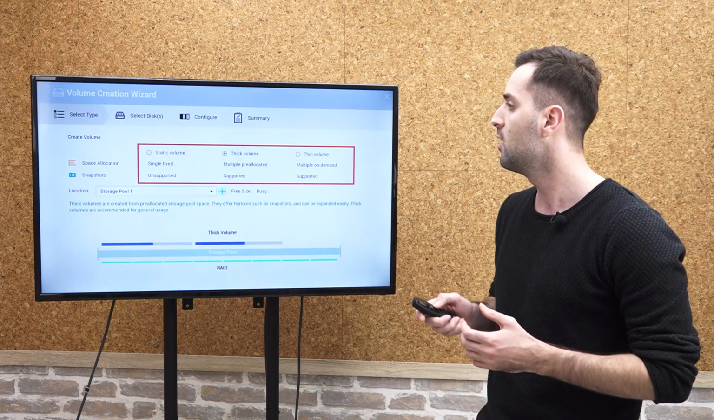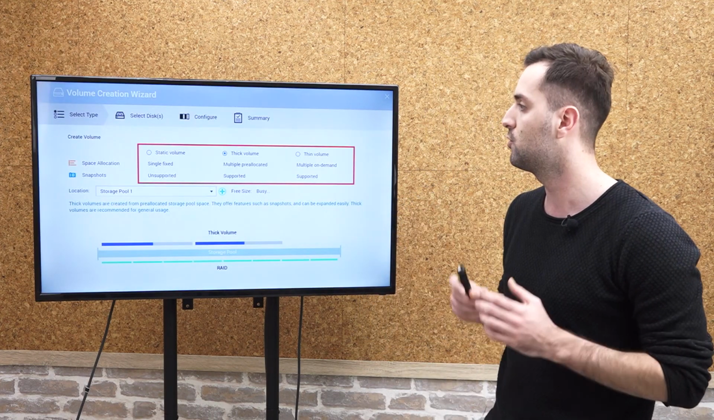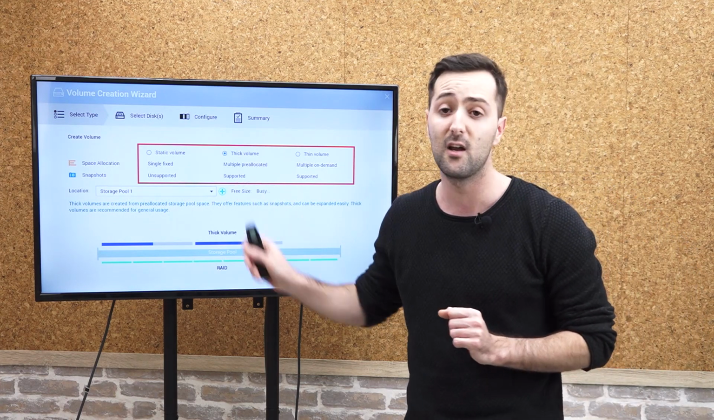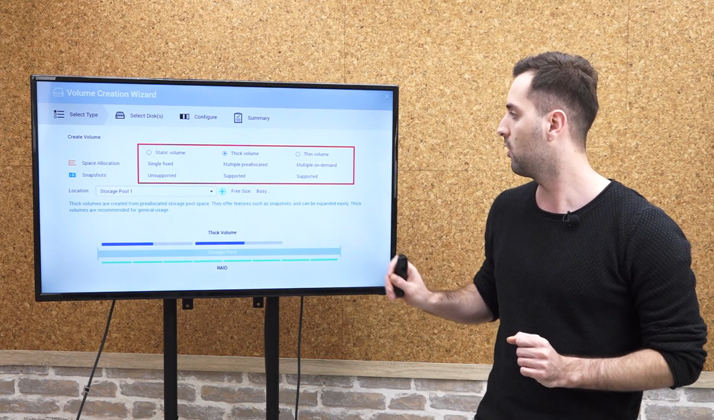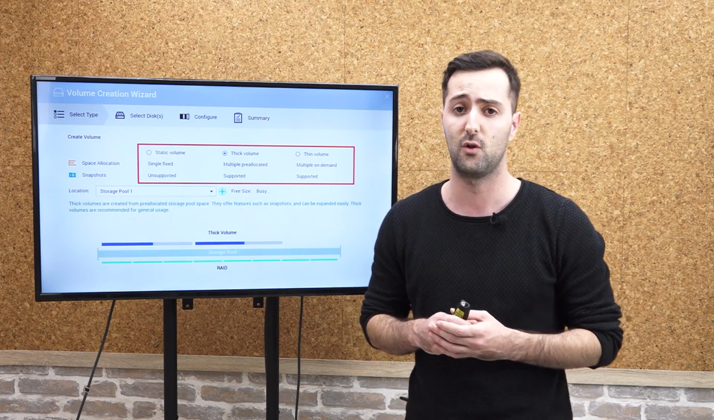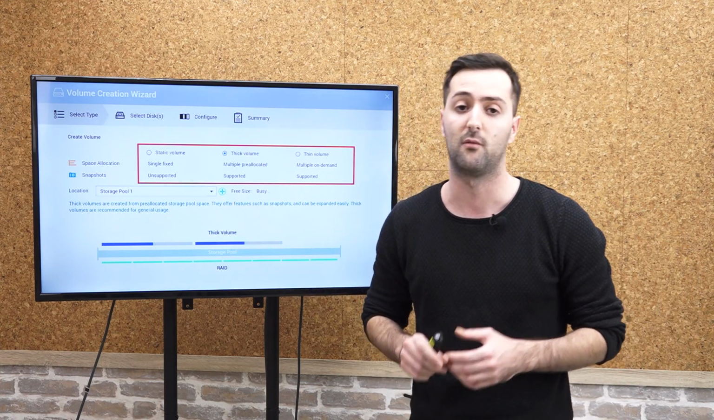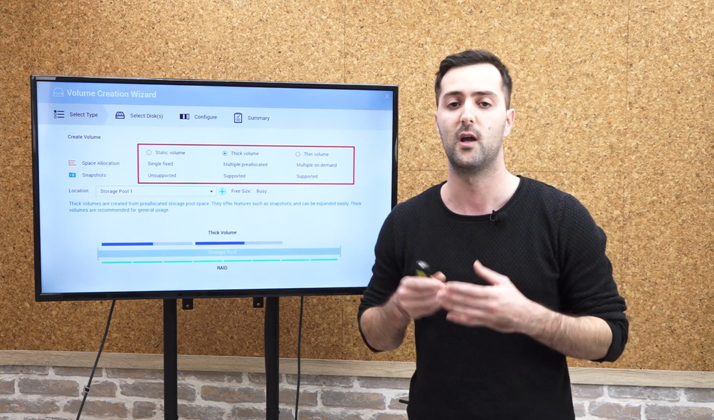and which volume would be the better option for us to choose. So, when we are going to the volume creation wizard, we have the option to choose the three different volumes that we have here, the static volume, the thick volume and the thin volume. But what are the differences of these three different volumes? I will explain shortly.